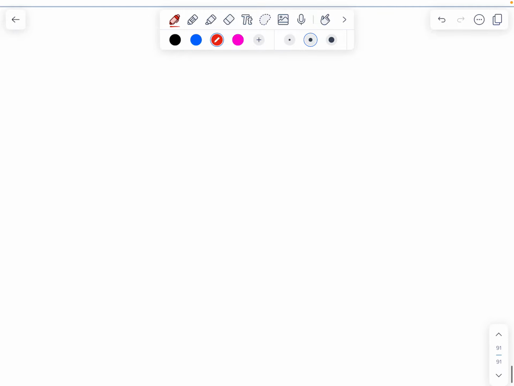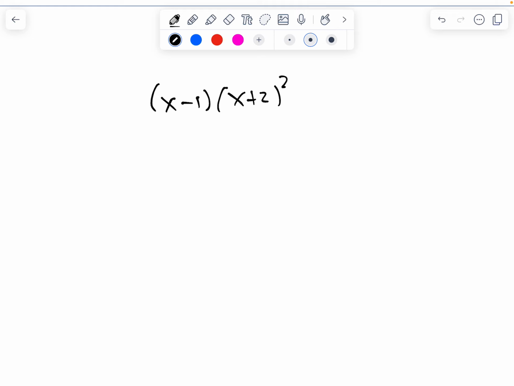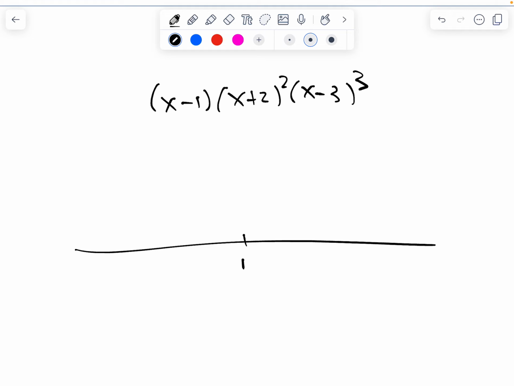Okay, let's do the last question on number 3. You've got (x - 1)(x + 2)^2(x - 3)^3. Your roots are at positive 1, negative 2, and positive 3. And this is a double root, so let's put a little note to remind ourselves it's a double root. This guy is a triple root.